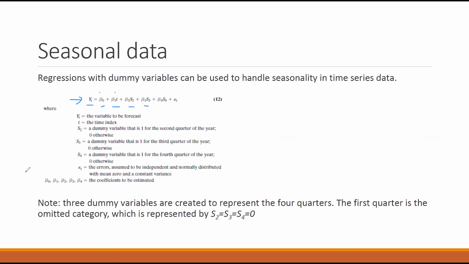Then you see 3 dummy variables out there to represent the 3 seasons. We're going to use the last 3 seasons except for the first one. So S2 here represents the second quarter. S3 here, another dummy variable, represents the third quarter. S4 there represents the fourth quarter. And by the way, dummy variables only take 2 values: either 1 or 0. Then beta 2, beta 3, beta 4 are the slope coefficients for each of the seasonal dummies, right?